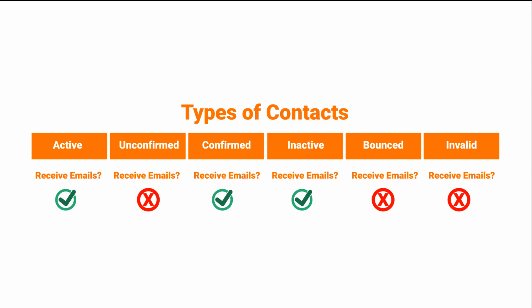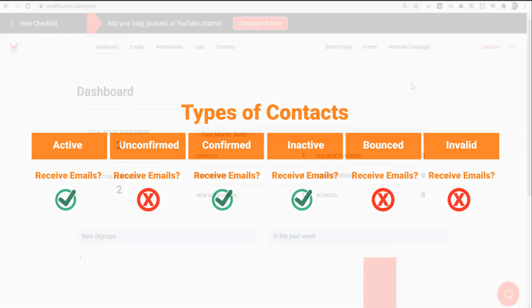You can still send emails to them, but since they are not likely to open your emails, they would have a negative impact on your deliverability. Bounce contacts are contacts that are either inexistent or fake email addresses. These contacts are automatically unsubscribed from your account. Invalid contacts are contacts that have had a history of bouncing in the past or are inexistent email addresses. These contacts are automatically unsubscribed from your account.